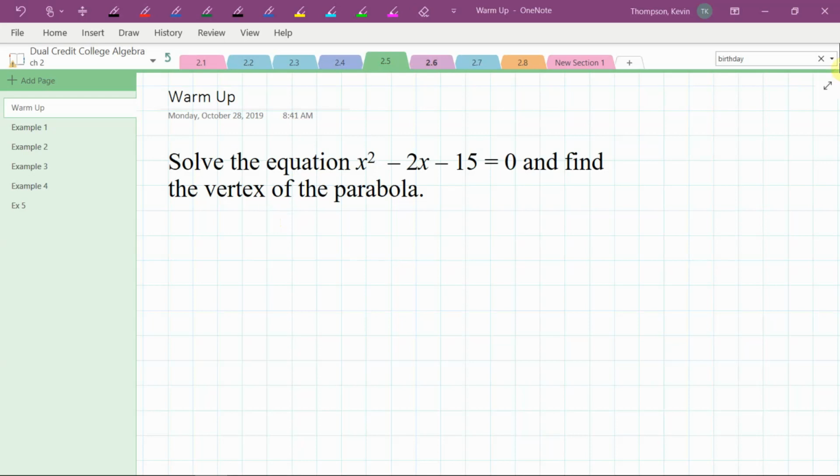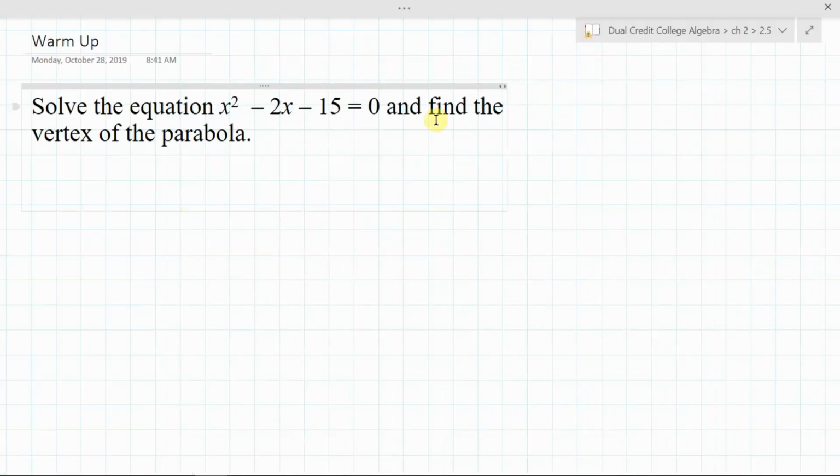So here's a warm-up question that you should solve. Please pause the video right now and get this answer. Yes, I'm expecting you to do that. So pause the video, find the vertex of the parabola. There's a couple ways to do that.